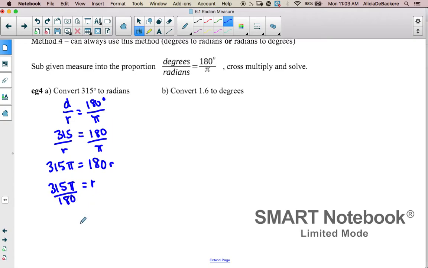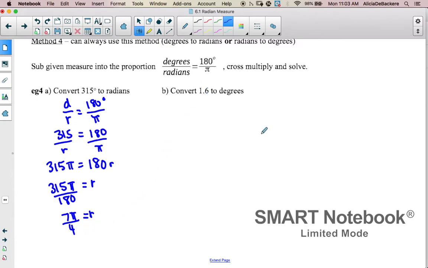Now when I convert to radians, I'm always going to keep it in lowest terms. I'm not going to make it a decimal unless it tells me that I can. So here it does not tell me that I can make this a decimal. I'm going to leave it with a pi, and I'm just looking at the numbers, and I'm going to reduce those to lowest terms. So what I notice is that I can divide both 315 and 180 by 45. So I'm dividing the top by 45, and I get 7 pi. And I'm taking the 180 and dividing that by 45, and I get 4. So 315 over 180 is the same as 7 over 4. And I'm done there. I'm in lowest terms. Again, I don't need units for radians.